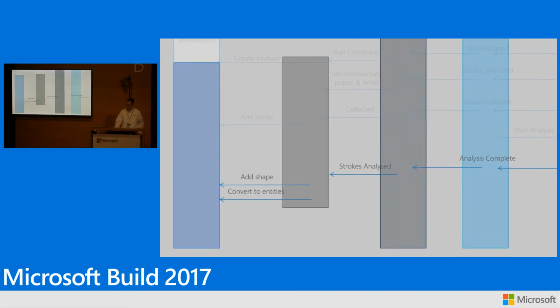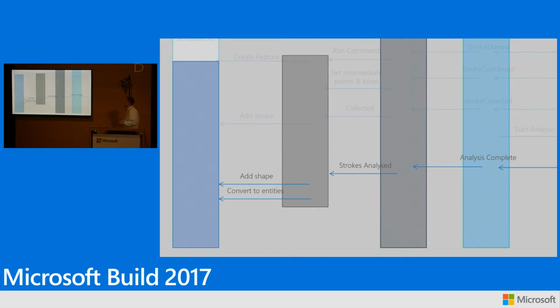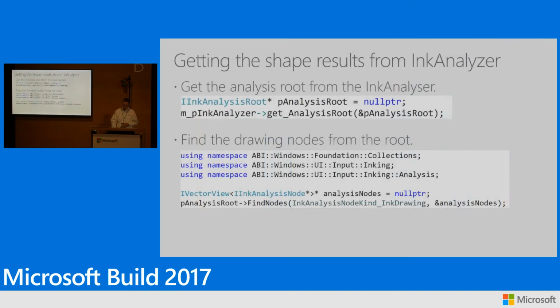And then finally, we get a message back, and analysis is complete. We've analyzed the strokes, and we decide what to do with it when we're adding it in. And we have a couple of modes here: add shape or convert to entities. And we'll talk about that in a second.